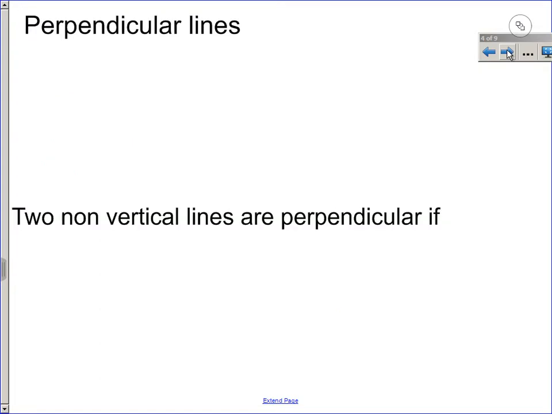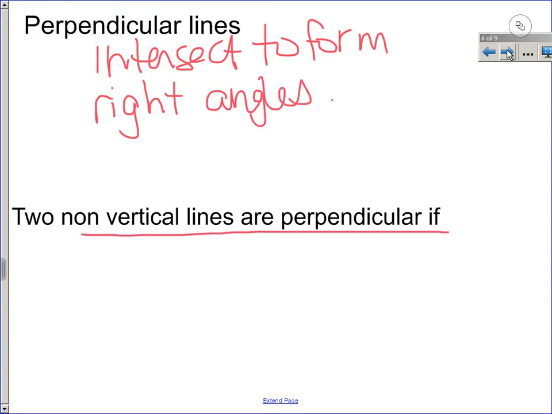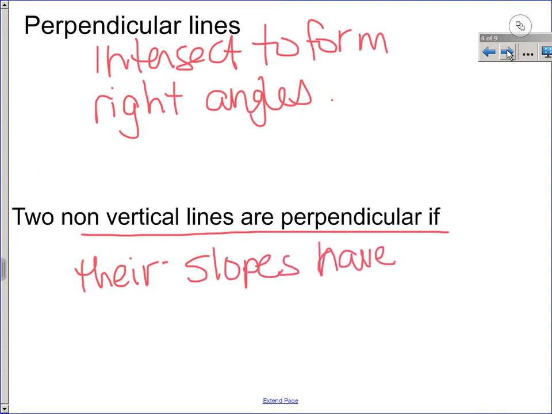So perpendicular lines intersect to form right angles. And two non-vertical lines are perpendicular if their slopes have a product of negative 1. Ooh, my mind is not working well with my hand. Their slopes have a product of negative 1. So product means multiplication, and negative 1 is negative 1.